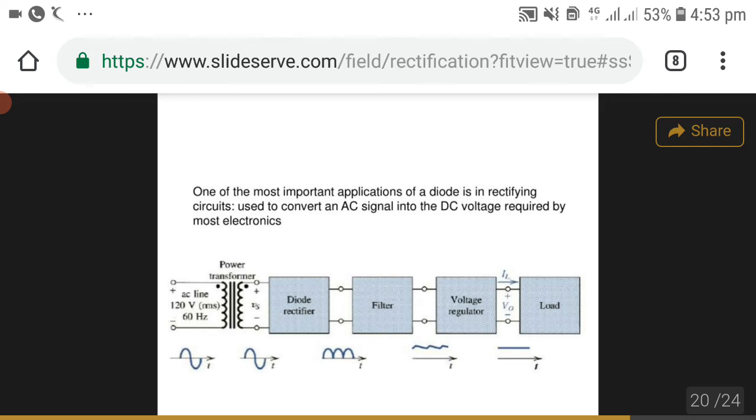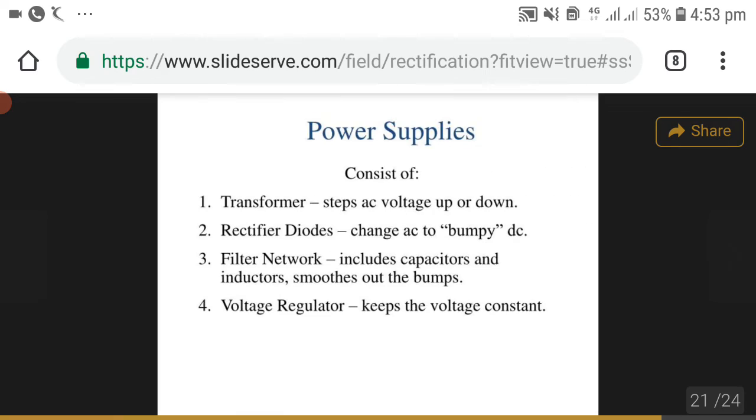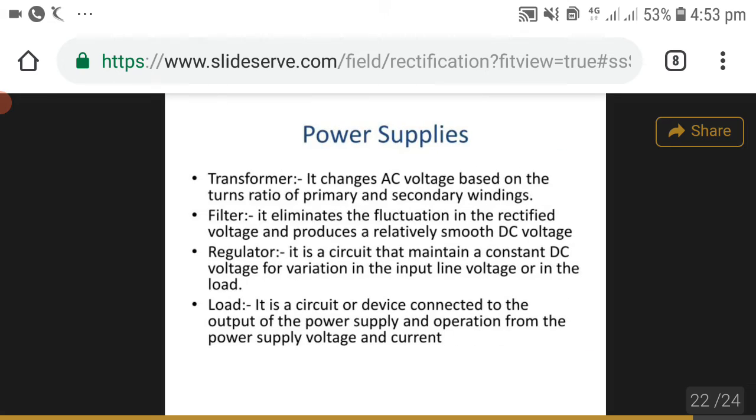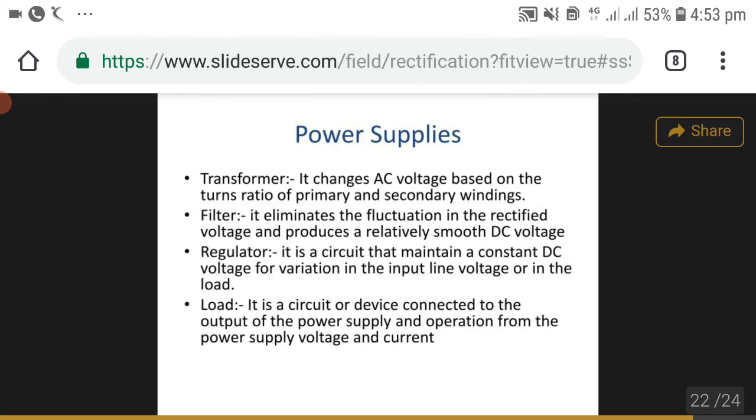It consists of a transformer, rectifier, filter, voltage regulator and a load. Power supply consists of a transformer, rectifier diode, filter network and voltage regulator. The transformer first converts the AC voltage based on the turns ratio of the primary and secondary winding. Filter: it eliminates the fluctuation in the rectified voltage and produces a relatively smooth DC voltage. Regulator: it is a circuit that maintains a constant DC voltage despite variation in the input line voltage. The load is a circuit or device connected to the output of the power supply and operates from the power supply voltage and current.